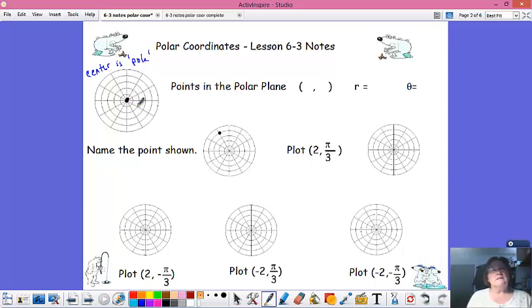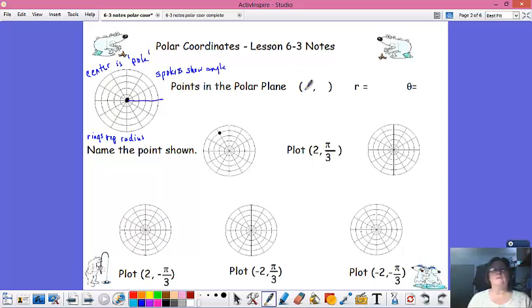The rings represent the radius of some angle that's going out. So rings represent radius. And the spokes, as you can tell, the spokes represent angles, or the spokes show angles.